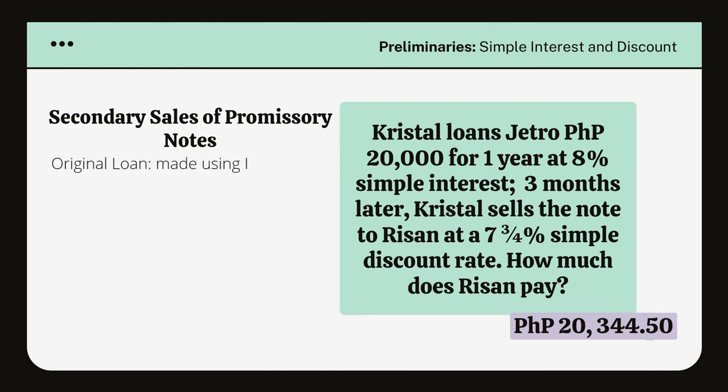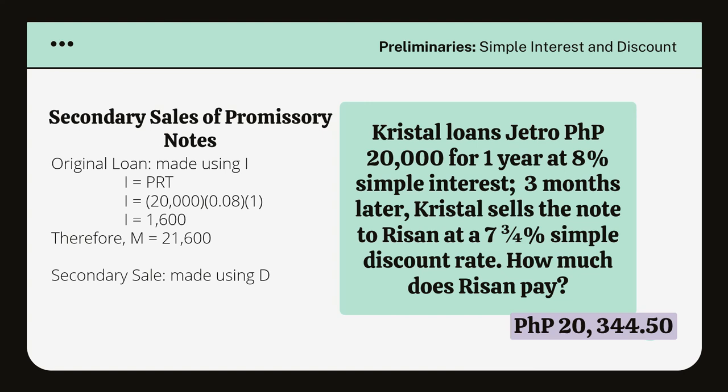So, this is how we're gonna do it. The original loan is made using simple interest. Therefore, I is equivalent to PRT. Our interest, again, Jetro loaned 20,000 from Crystal, 8% for 1 year. Therefore, the interest is 1,600. That means our maturity value is actually 21,600. So, in the secondary sale, where Crystal used a simple discount rate, remember that our term here is only 9 months. Why 9 months? Because after 3 months, that's when Crystal sold it. Therefore, the 1 year on the secondary sale would be lessened to 9 months.